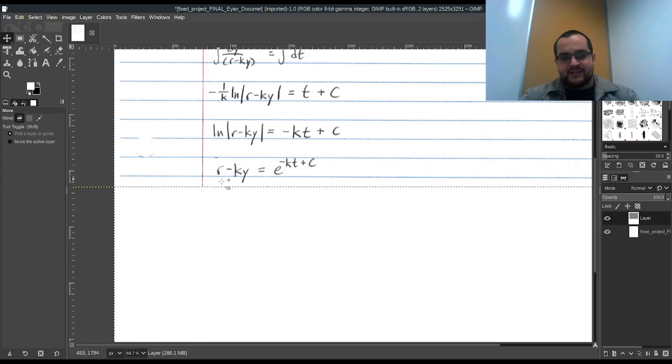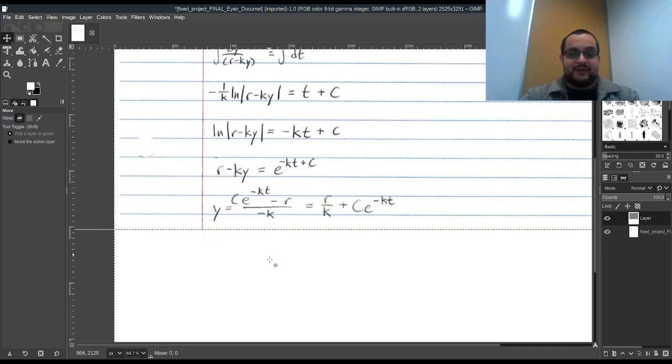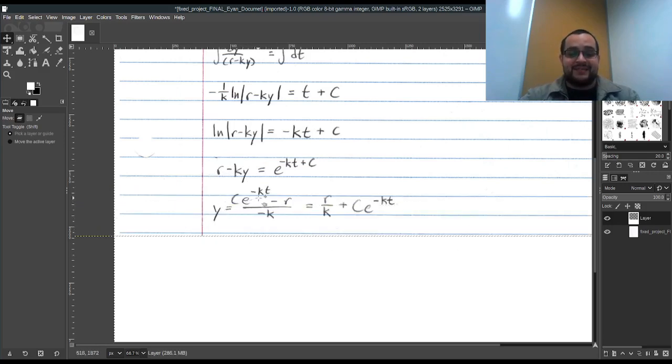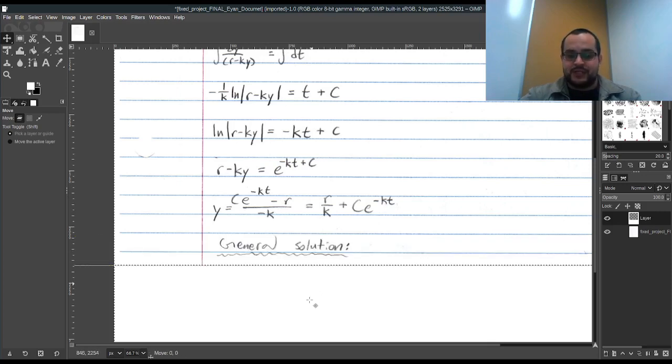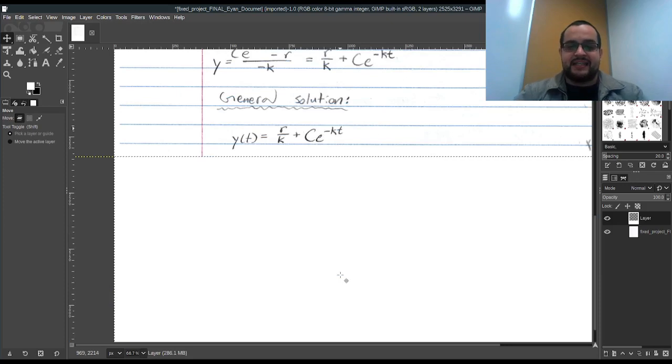Finally, we're going to subtract this r from both sides, and we're going to divide both sides by negative k so that we can isolate y and have it as a function of time. So as you can see here, we have the equation y is equal to c times e to the negative kt minus r all over negative k. So this c is going to absorb this negative k division, and this r and this k, their negatives are going to cancel out, and we're going to have the general form of the solution. y of t is equal to r over k plus c times e to the negative kt.